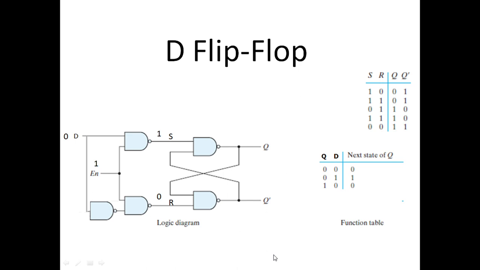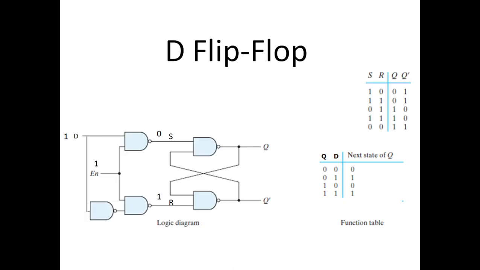Similarly, when 1 is provided at the D input, 1 is provided here, it will make the S and R inputs of the basic latch 0 and 1. So look, 0 and 1 here. 0 at the S input means setting the flip-flop. Setting means we get 1 at the Q output, which is here.